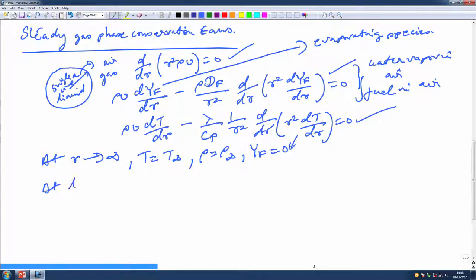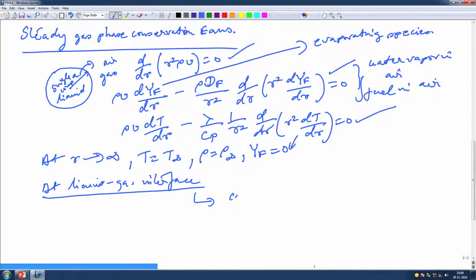So, at the liquid gas interface, okay. The liquid gas interface is very important, because we are dealing with basically all these interfaces. So, how can it be derived? It can be derived by integrating the energy and the species equation across R equal to A in terms of enthalpy. Got it? So, how is it derived?